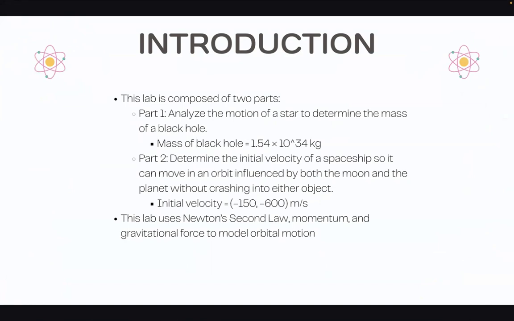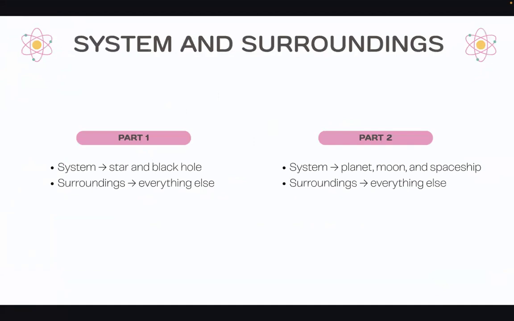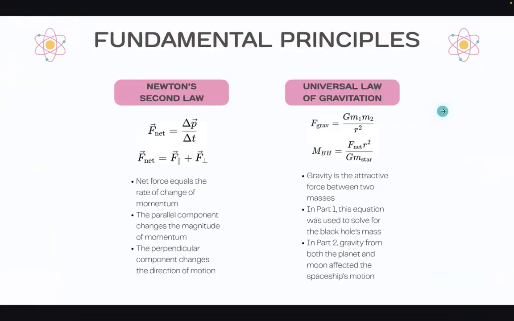My main results were a black hole mass of 1.54 times 10 to the 34th kilograms, and a successful initial spaceship velocity of negative 150 meters per second in the x direction and negative 600 meters per second in the y direction. And for the systems and surroundings, in part one, the system was the star and the black hole, and the surroundings was everything else. And in part two, the system was a planet, moon, and spaceship, and again, the surroundings were everything else.